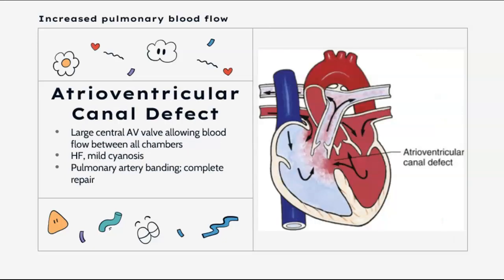An atrioventricular canal defect is a large central opening between the two AV valves, which allows blood flow between all four chambers of the heart. This is the most common cardiac defect in children with Down syndrome. Signs and symptoms will include moderate to severe heart failure and mild cyanosis that increases with crying. Treatment: palliative treatment is pulmonary artery banding, and a complete repair includes sewing a patch over the opening.